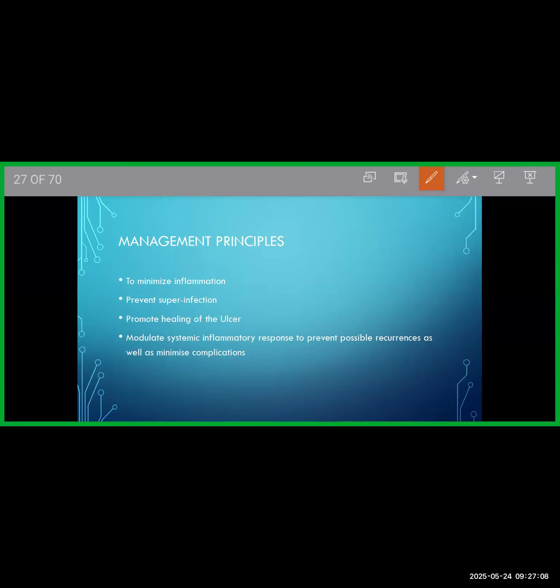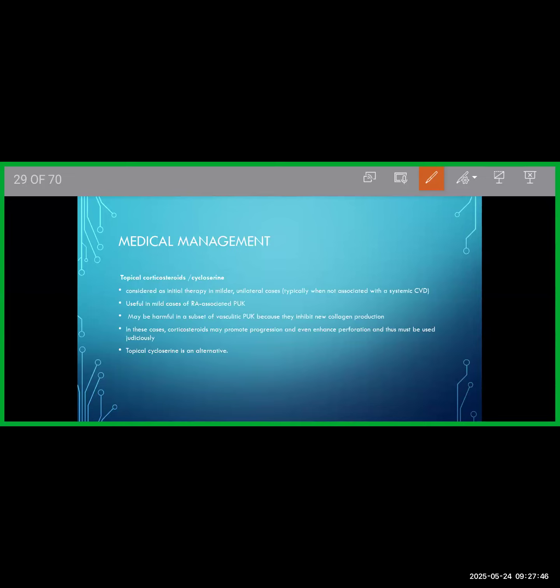Management principle basically is to minimize inflammation, prevent bacterial super infection, promote healing of the ulcer, and to modulate systemic inflammatory response to prevent possible recurrence as well as minimize complications. Now, the management is basically divided into two: the medical management and surgical management. It can also be divided into local and systemic management. But for our presentation, we will divide it into medical and surgical management.